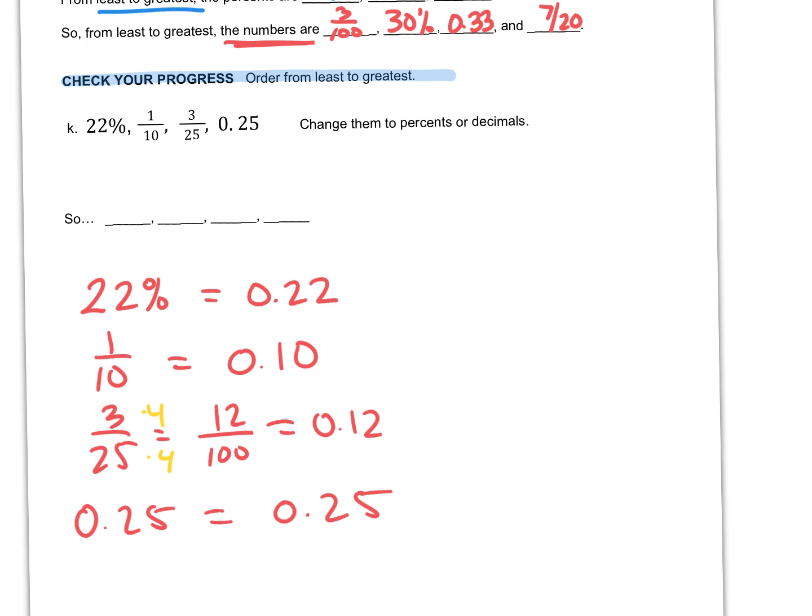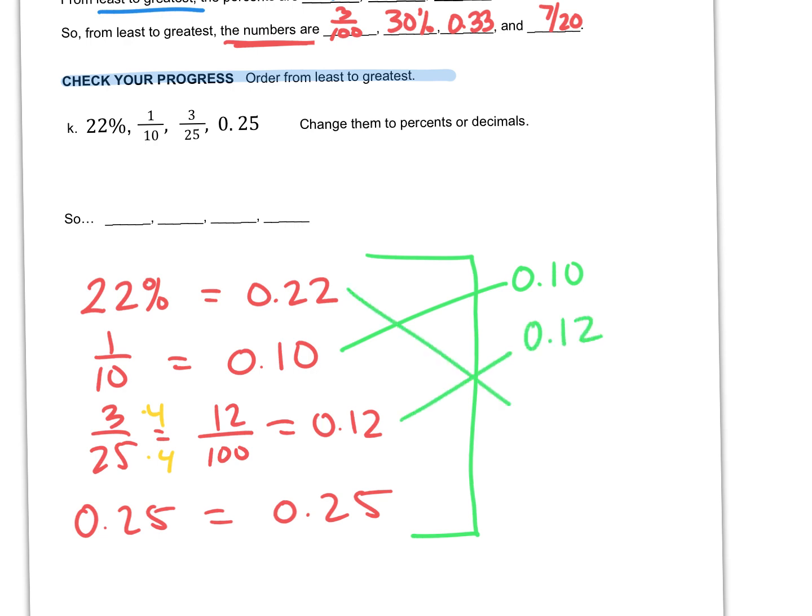In my brain, I thought I wanted to change them all to be fractions to the same place value, which was the hundredths, so I could compare them. And now that I have, I know that this is the least, then this one, then this one, then this one. So when I now order them in their original form, I can do that. I know 1/10 is less than 3/25, which is less than 22%, which is less than 25 hundredths, least to greatest. All right, try your best.